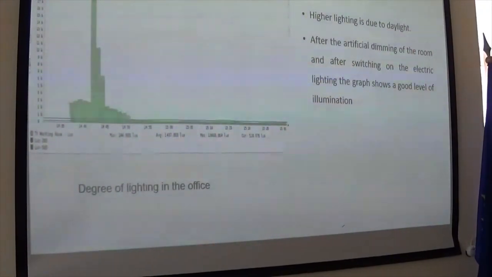On this graph you can see the level of lighting in the office room. According to Ordinance RD73, the normal value of the lighting is about 300 lux, but values of lighting above 200 lux are okay for the workers. So this line here, the first straight line in black, presents the limit of 200 lux. Above this line, the lighting in the office is okay. This peak here is due to daylight after the artificial dimming of the room and switching on the electrical lighting. We have already a good level of illumination without any variation.